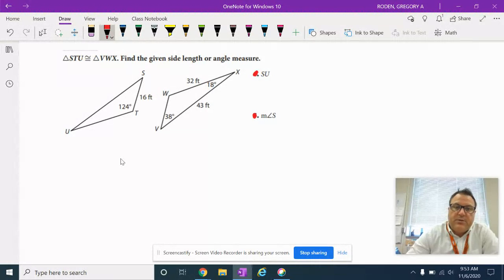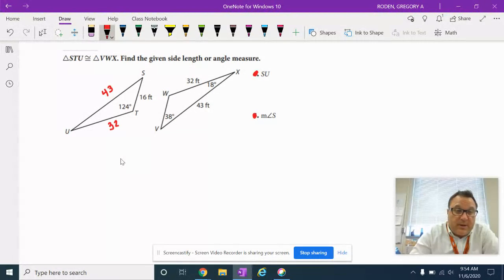So if these two triangles are congruent, if this is 43 feet from U to V to X, then this has to be 43 feet. See that? And if this is 32 feet here, then this has to be 32 feet right here because they're congruent. Their parts are going to be congruent. We're using CPCTC to list them all out.